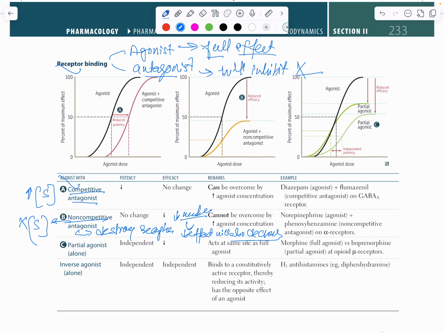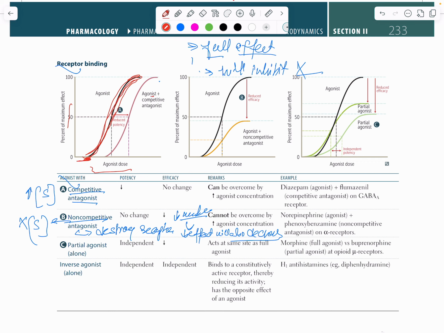For example, this is the first graph, and this graph is about the agonist dose. First, we are giving an agonist of a drug. It will increase the effect, giving a maximum effect after the injection.